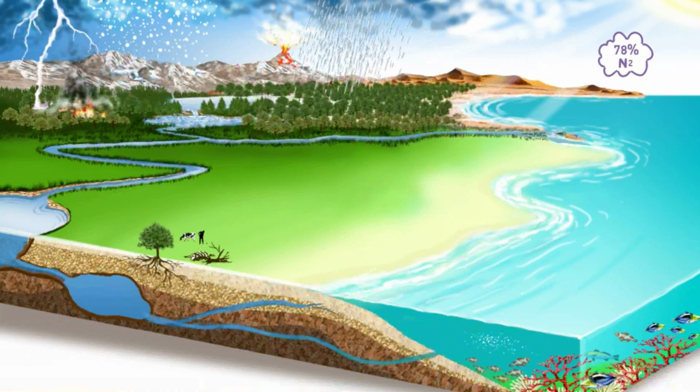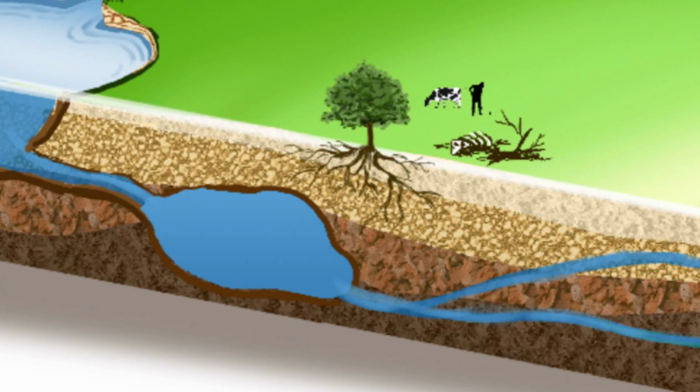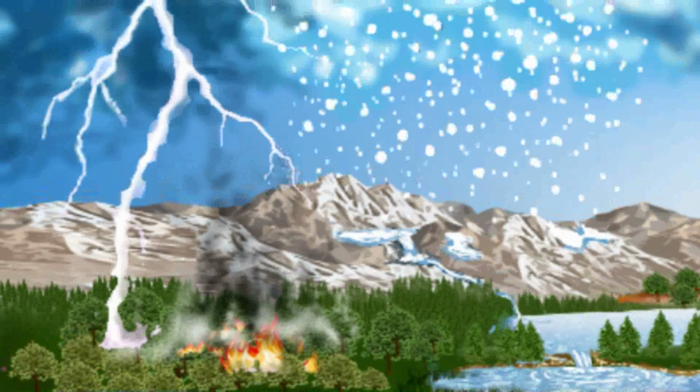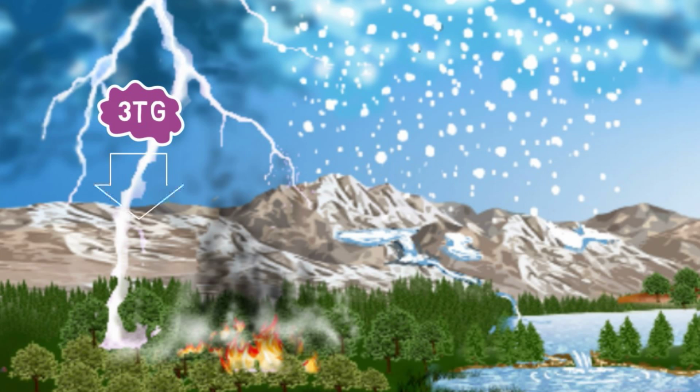Instead, they must wait for it to be fixed, that is, pulled from the air and bonded to hydrogen or oxygen to form inorganic compounds, mainly ammonium and nitrate. This process is called fixation, and soil microbes are the major natural suppliers of new biologically available nitrogen, fixing around 150 million metric tons of nitrogen per year. Lightning also indirectly transforms 3 million metric tons of atmospheric nitrogen into nitrates, which rain onto soil.